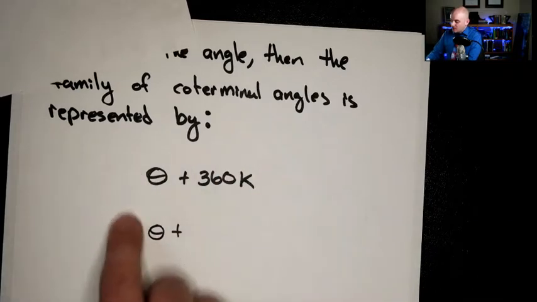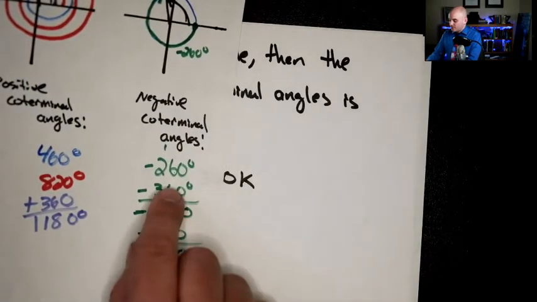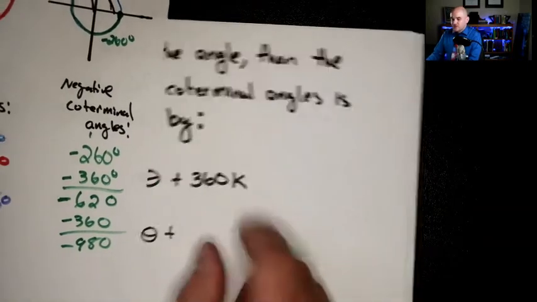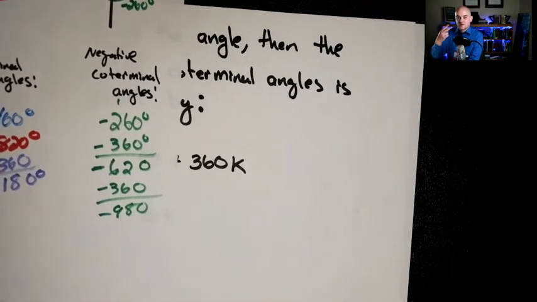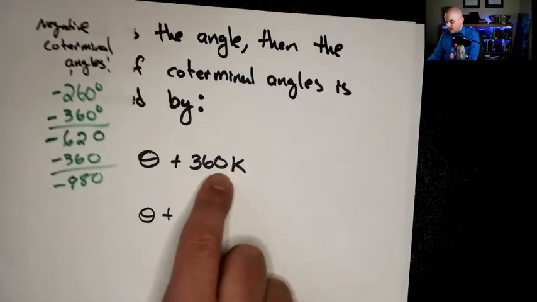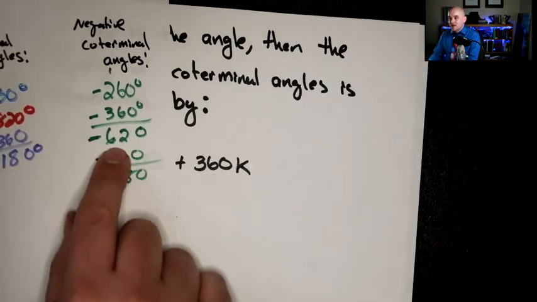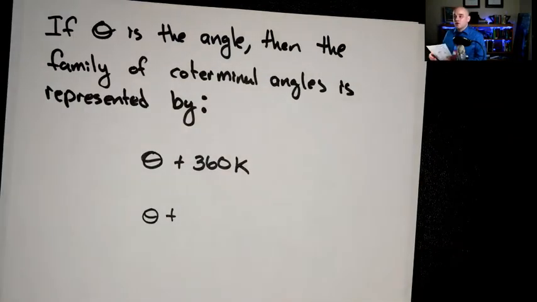This formula also works for negative values of k. So the first one we did, we said, let's subtract 1 circle. K was negative 1. Then we said, let's subtract another circle. You're subtracting a total of 2 circles. K equals negative 2. 2 times 360 is 720. And then subtracted from 100, we get negative 620 there. And then finally, we subtracted 3 circles. And you can keep going and going with this.